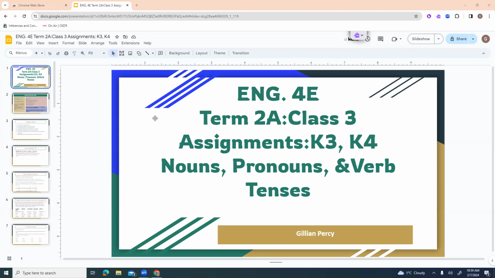Welcome to English 4E. This is term 2A and we are on class 3. Today we're going to be working on assignments K3 and K4, and we're going to be looking at nouns, pronouns, and verb tenses. And I am Jillian Percy.